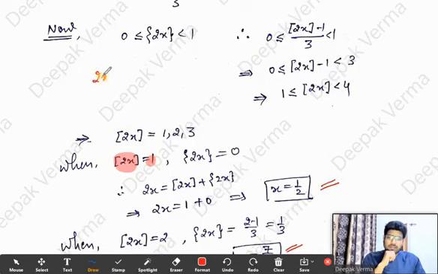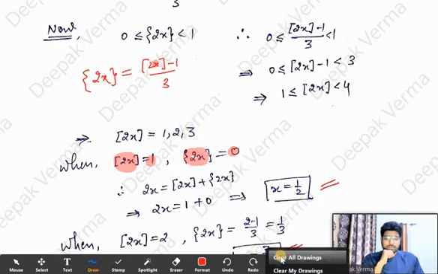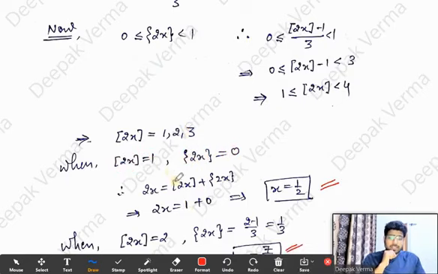Now when box 2x is equal to 1, we have fractional part of 2x equals box 2x minus 1 over 3. Got it? Then put box 2x equals 1 here, we get 1 minus 1, that is 0. Fractional part of 2x is equal to 0. I hope it is clear till here.